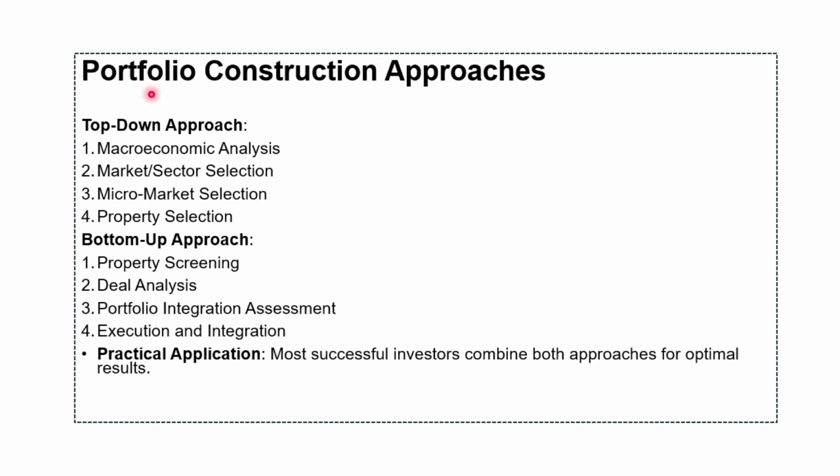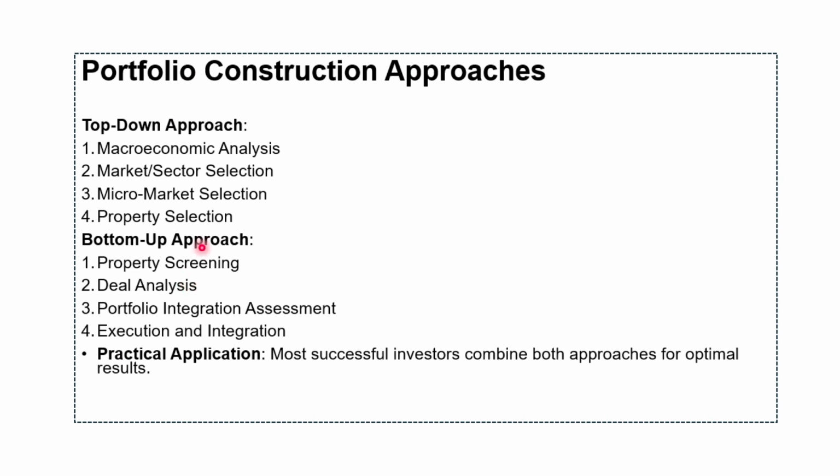Then going to the portfolio construction approach. There are two primary approaches. One is the top-down approach and the other is the bottom-up approach. In the top-down approach, you go from the top, that is from macroeconomic analysis, down to the lowest level, property selection. On the other side, you first look at property screening. You look at a particular property you want to invest in, and you look directly at that.